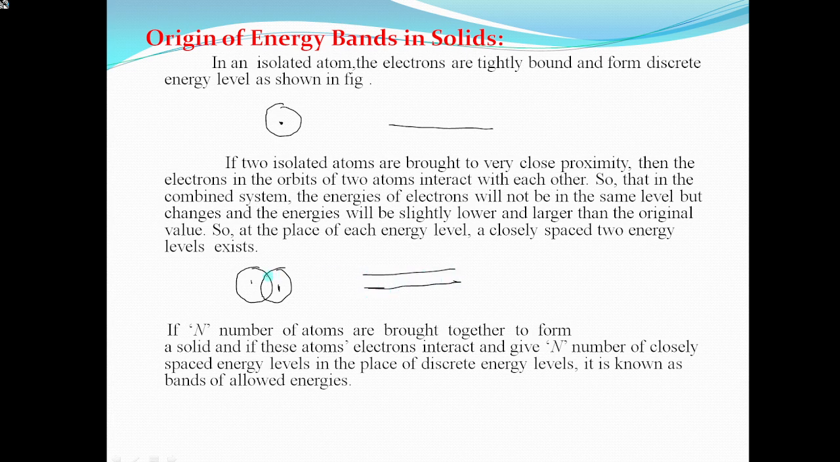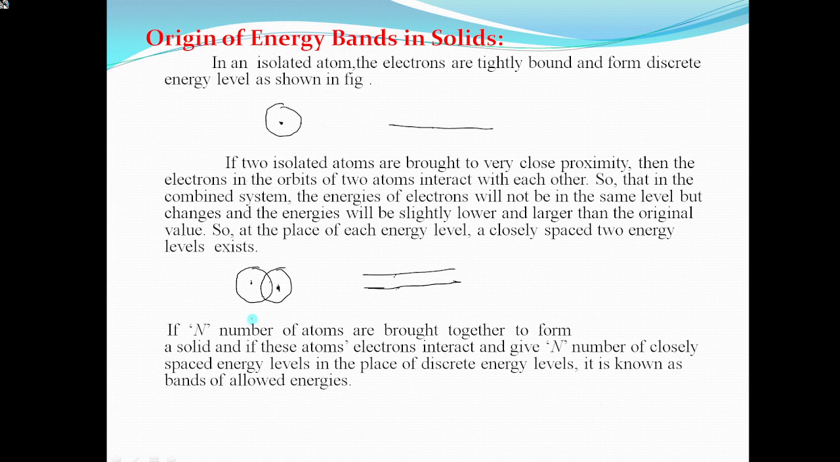If atoms are brought close to each other, these energy levels also overlap on each other. So one atom has one discrete energy level. If two atoms are brought close to each other, the electron orbits interact with each other. The combined system gives two energy levels, but these two energy levels will overlap on each other.